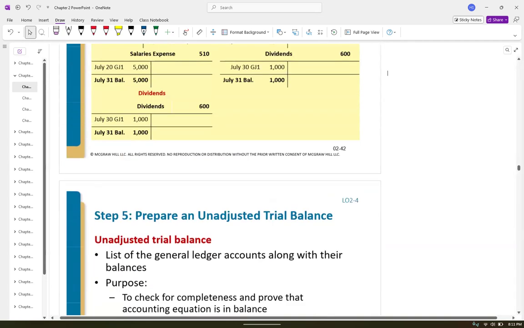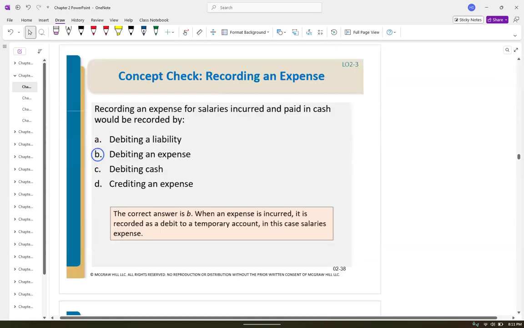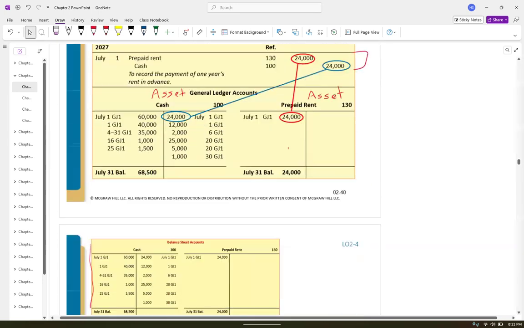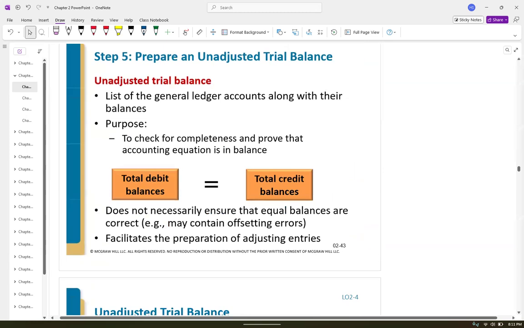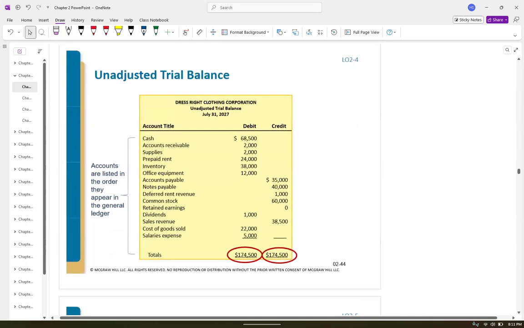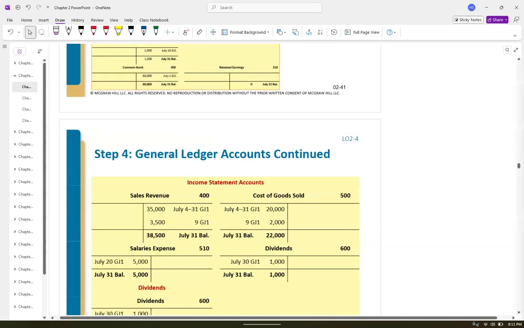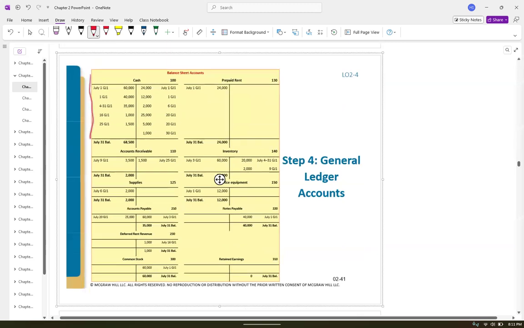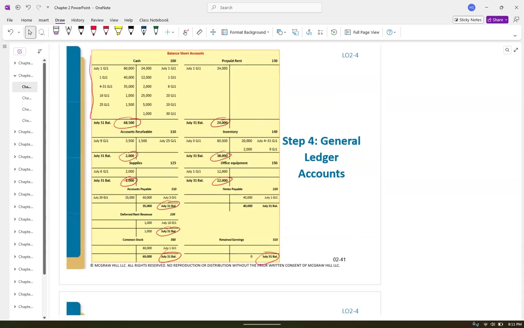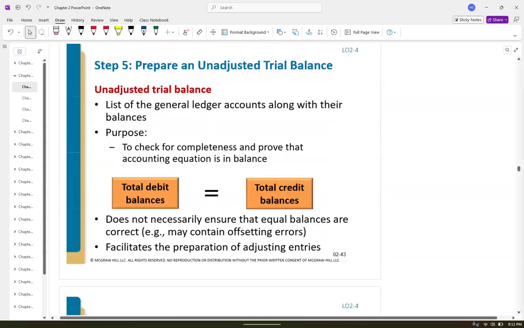And all those journal entries, I think it kept saying it was steps 2 and 3. So here is that unadjusted trial balance. They pulled all these numbers from this ledger all the way up here. They grabbed that balance, this balance, that one, that one, that one. That's all they're doing, grabbing the balances in each one of these accounts and putting them into the trial balance.